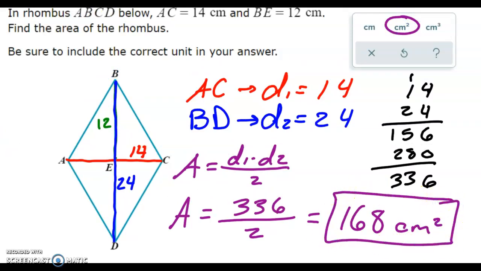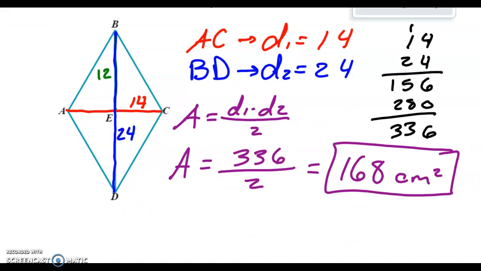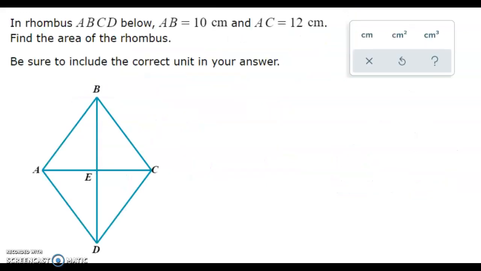Okay. All right, now just these last couple examples. No more new formulas, but you're going to run into these situations where they're not giving you the diagonal measures. They're actually giving you, so AB is 10, AC is 12. So they do give you one of those diagonal measures. Okay, if we want to say AC is diagonal 1, that's 12.